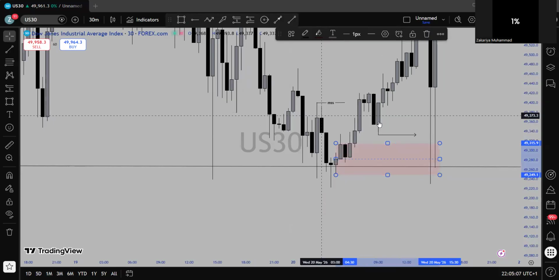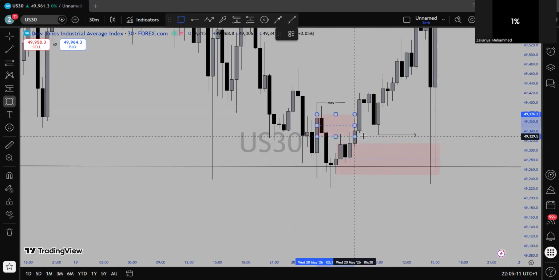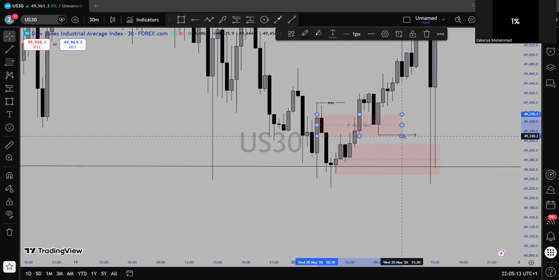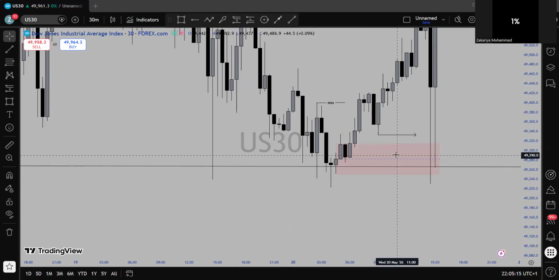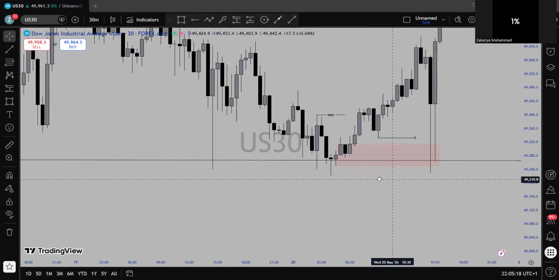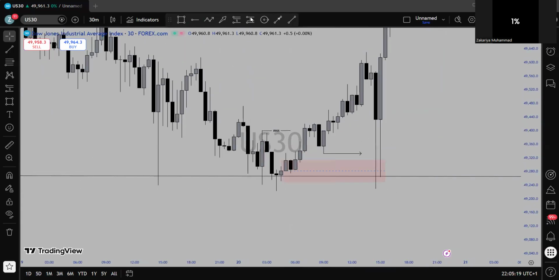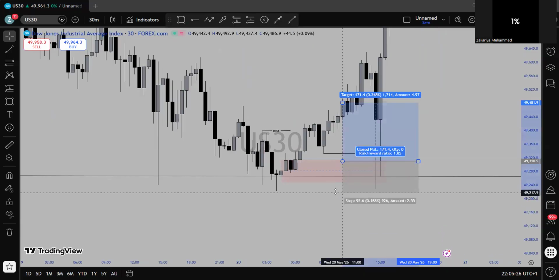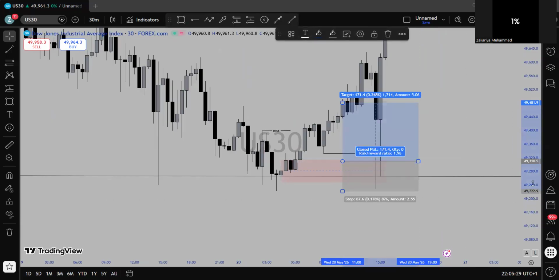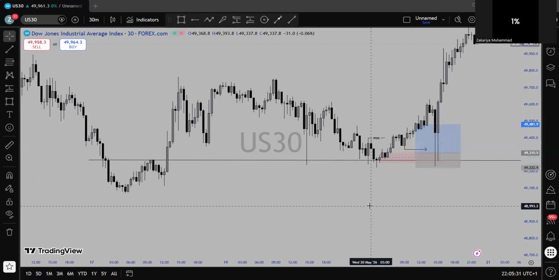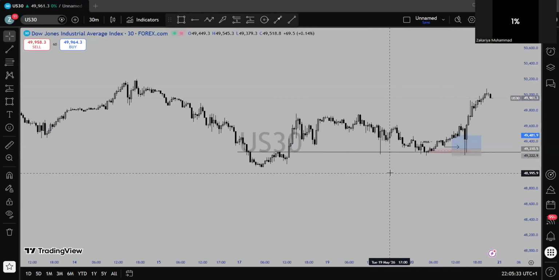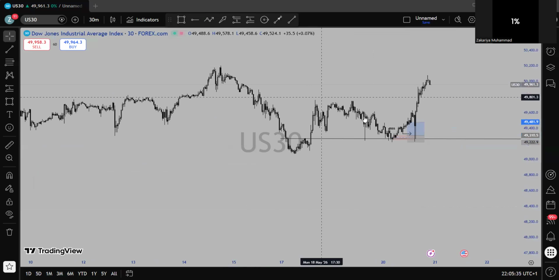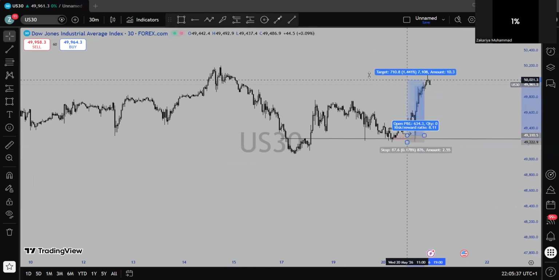We have the breaker block, but market tapped into the breaker block. It mitigated the order block. So we're not going to use the breaker block because market tapped into it. This is the only point of interest we have. So we can place our buy from there, from the order block. Our stop loss is below this low. Then for our take profits, we can target any draw on liquidity. We can target this high.